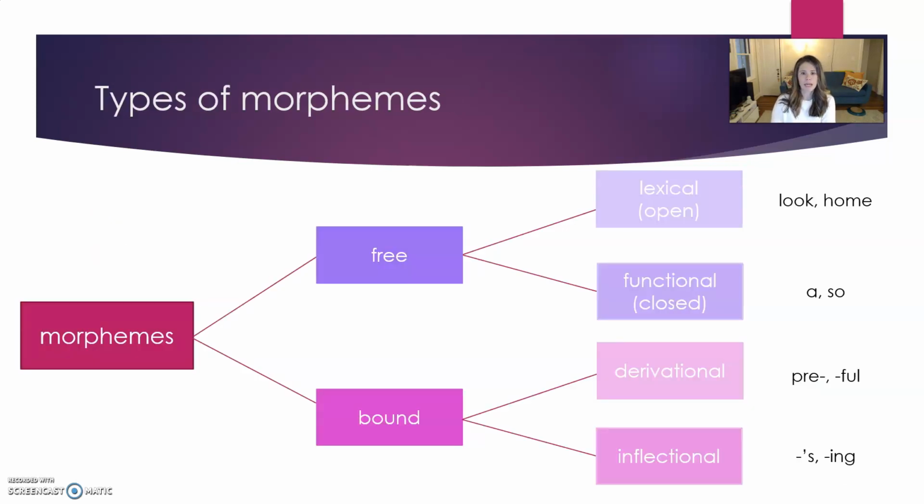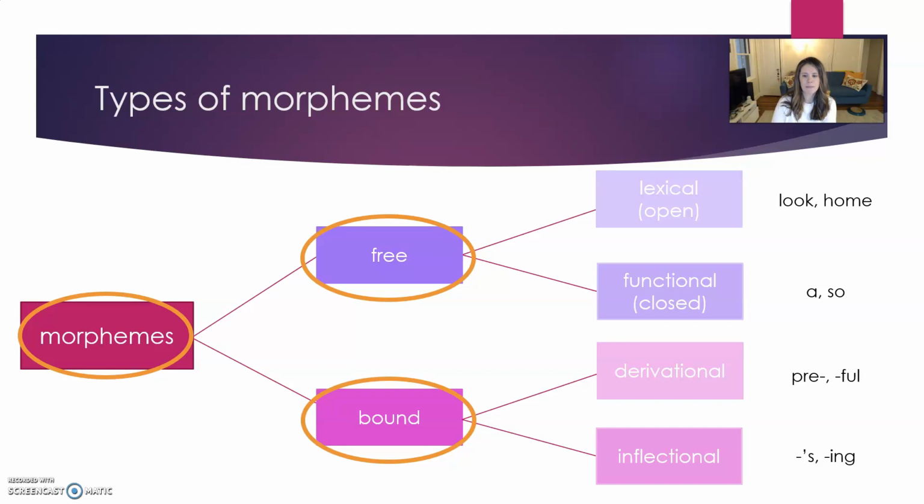There are many different types of morphemes, and the ones that we will be focusing on this week are free and bound. I want you to understand what this means. And we're really going to be focusing on what those bound morphemes are. So derivational affixes and inflectional affixes.